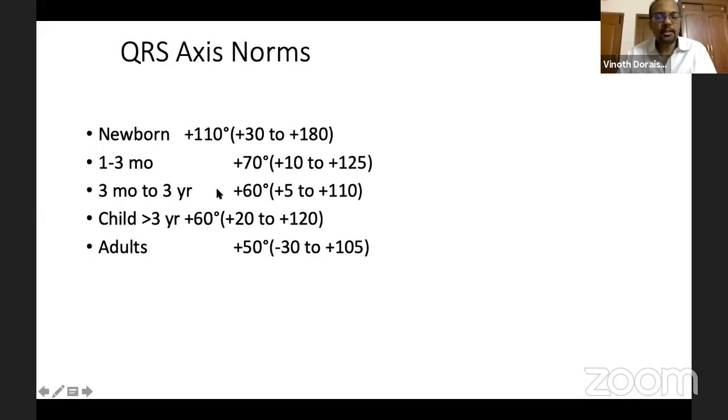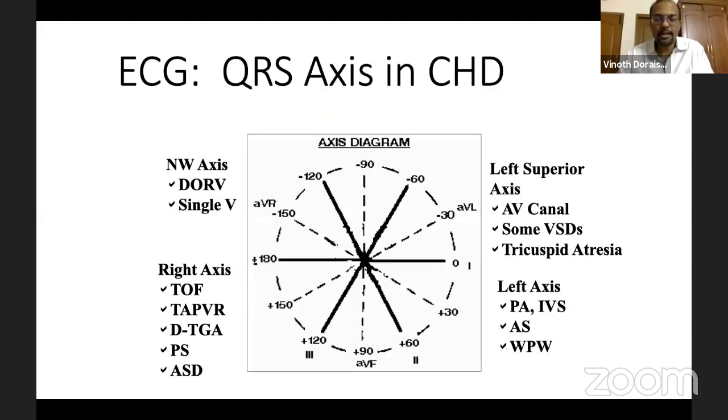So usually the newborns will have a right axis. 3 months to 3 years of age will have a transition. It could be a right or left axis. And usually above 3 years or above 5 years of age, they will have the normal left lower quadrant axis. So it's important to know the age group to know if it is a normal or abnormal axis.